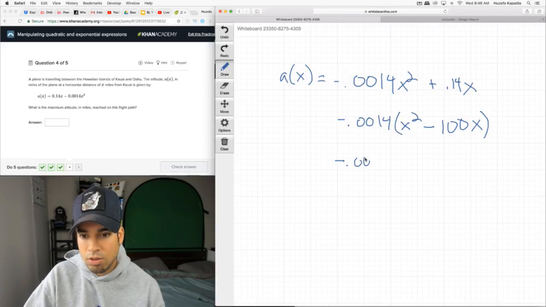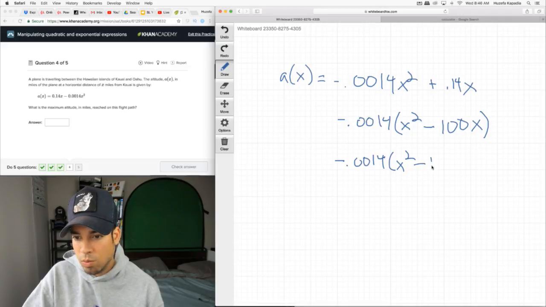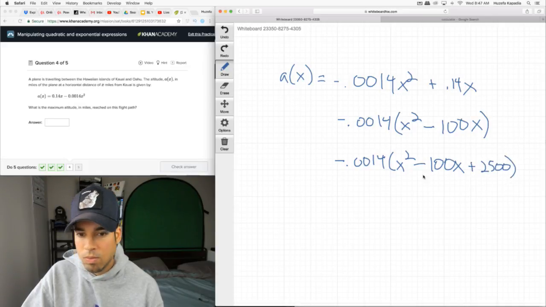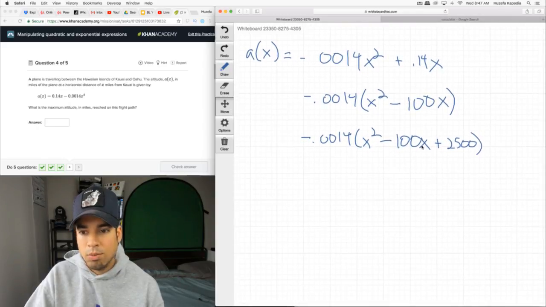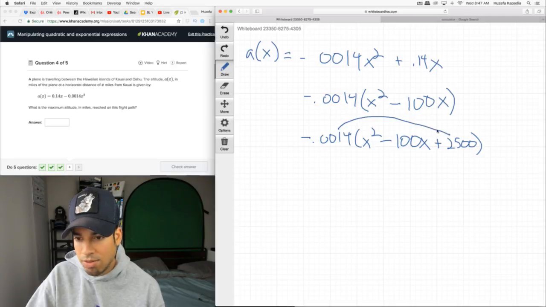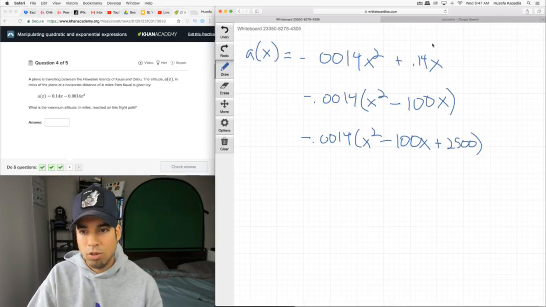So now it's negative 0.0014 times x squared minus 100x. And then we take half of this value and square it. Half of 100 is 50. Squared is 2500. But now we also need to keep this balanced. We're adding a 2500, but we're actually adding a 2500 times negative 0.0014.